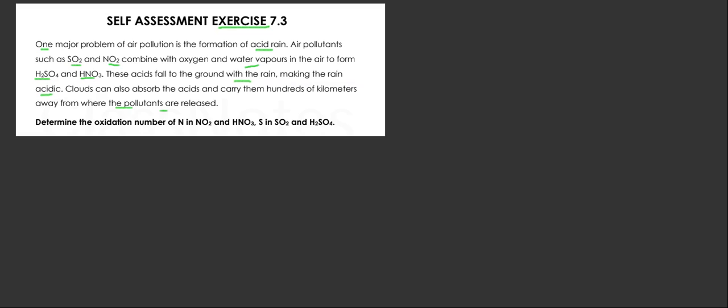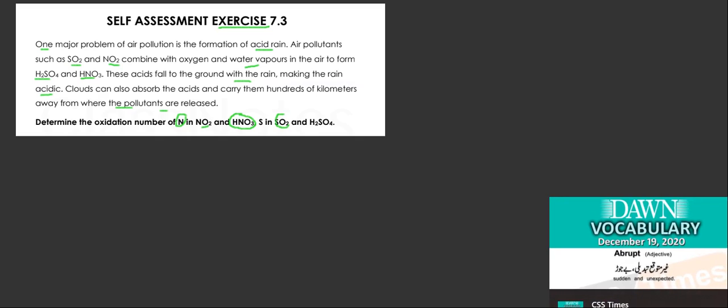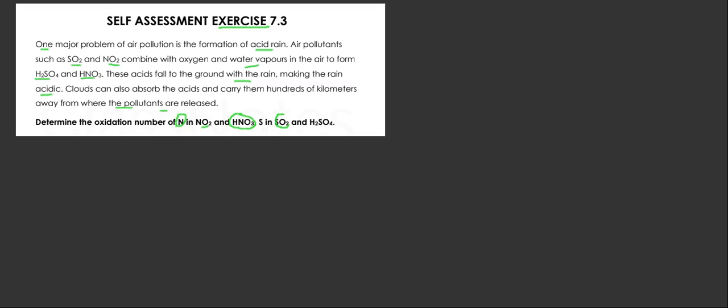Now determine the oxidation number of nitrogen in nitrogen dioxide and HNO3, which is nitric acid, and sulfur in sulfur dioxide and sulfuric acid. So in this question there are 4 parts. We have to find out the oxidation state for nitrogen in nitrogen dioxide and nitric acid, and sulfur in the case of sulfur dioxide and sulfuric acid. So let's proceed with nitrogen dioxide.